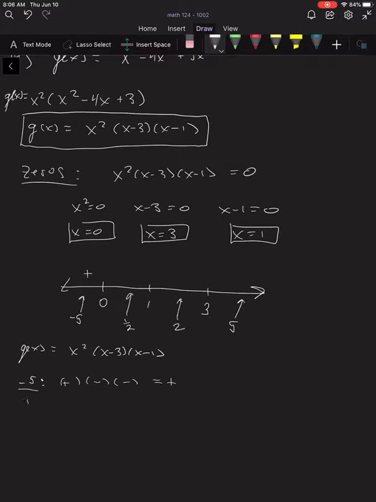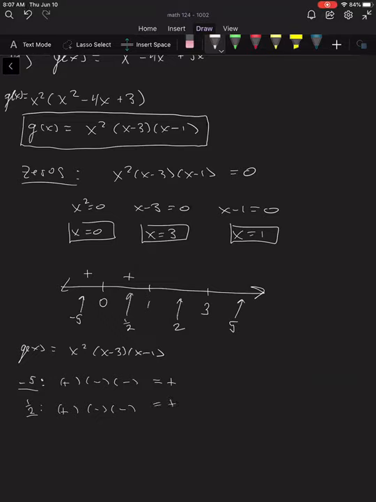Now for 1/2, the first one will be positive, the second one will be negative, and then the third one will also be negative. So we have a positive times two negatives, and that makes a positive.